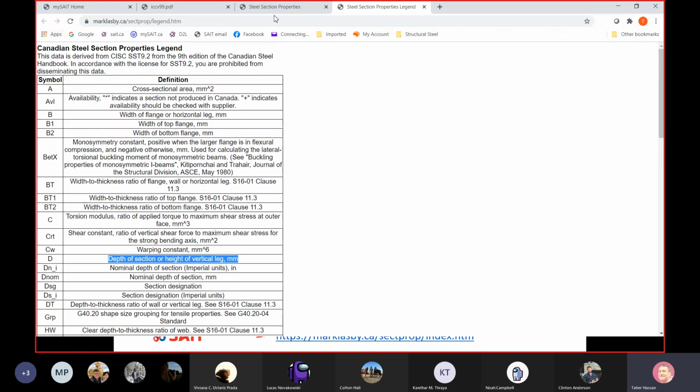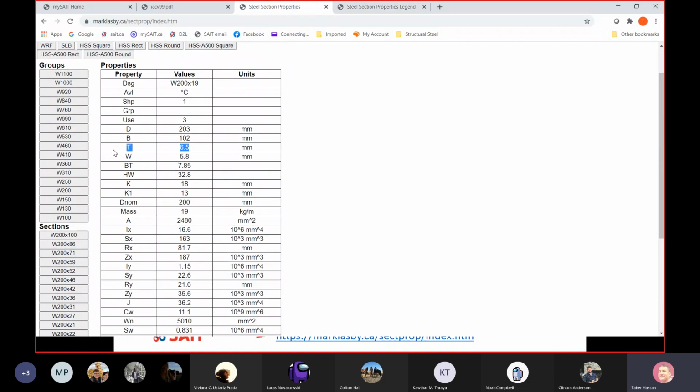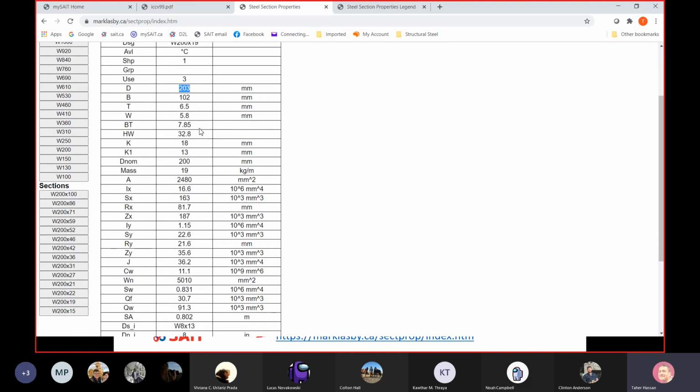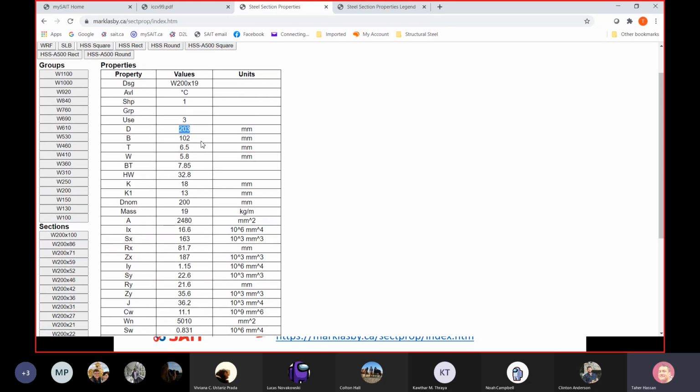And if we go back to our section here, now we know what B is and what D is. You can see the height is not really exactly 200. So although we call it W200 by 19, the height is not exactly 200. It is normalized, which means kind of an 8-inch thing.